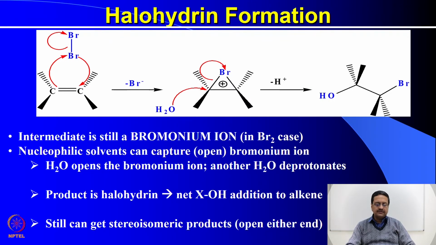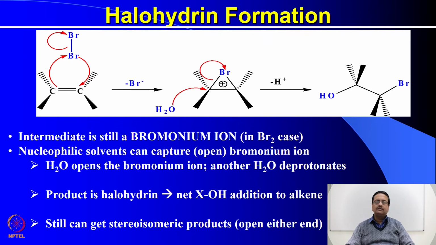So what we have seen previously is the addition of halogens, addition of HX. And now here I am trying to discuss the formation of halohydrin, which happens when you add a halogen molecule along with water to a CC double bond.